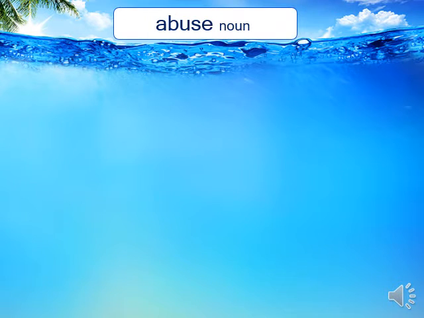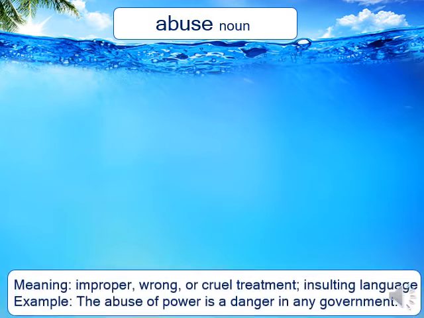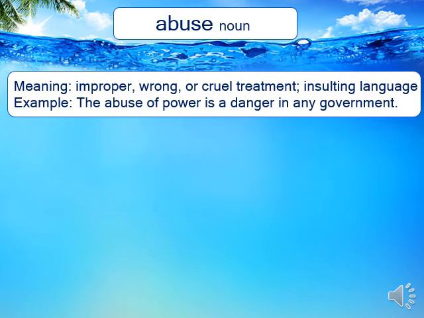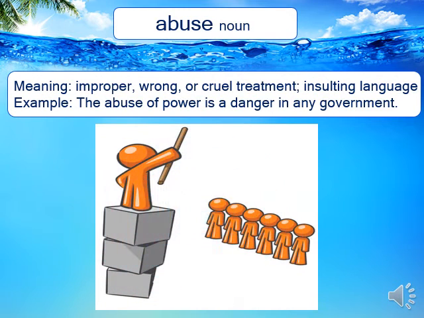The first word is abuse. Abuse is a noun and the meaning is improper, wrong or cruel treatment or insulting language. And the example is the abuse of power is a danger in any government. Abuse here means the cruel treatment. It could also mean insulting language.